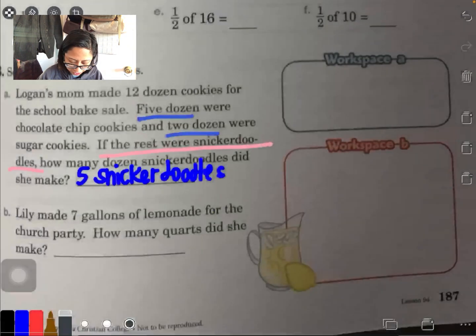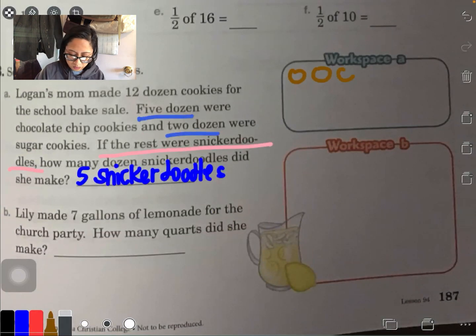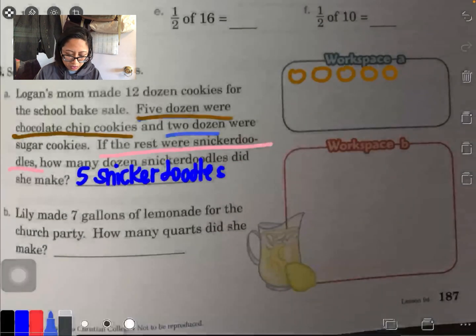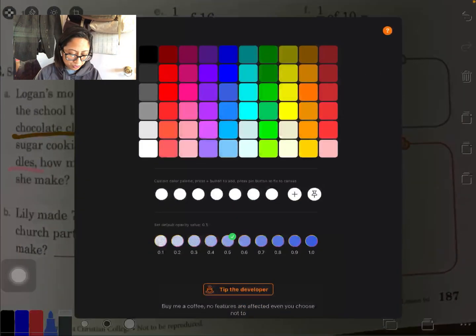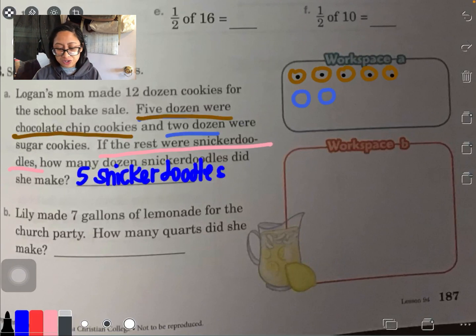I'm going to draw the cookies. So I'm going to draw 5 chocolate chip. 1, 2, 3, 4, 5. Because it says here 5 were chocolate chip cookies. And then I'm going to draw 2 dozen sugar cookies. So I'm going to do it here. And I'm going to draw just 2 sugar cookies. 1, 2. Okay, now you can see this very easily. How many cookies are there? Let me just count. So far, 1, 2, 3, 4, 5, 6, 7. There are 7 cookies so far. 7 dozen cookies so far.